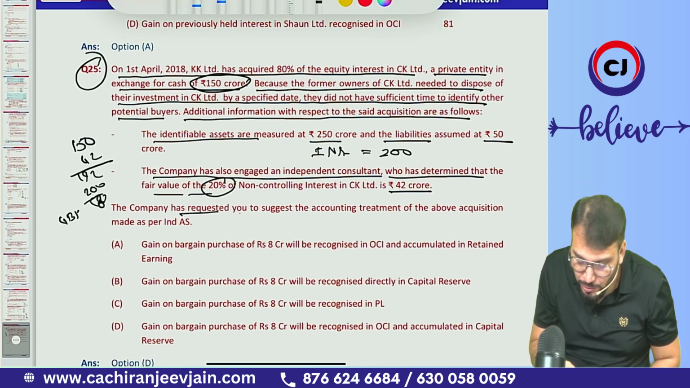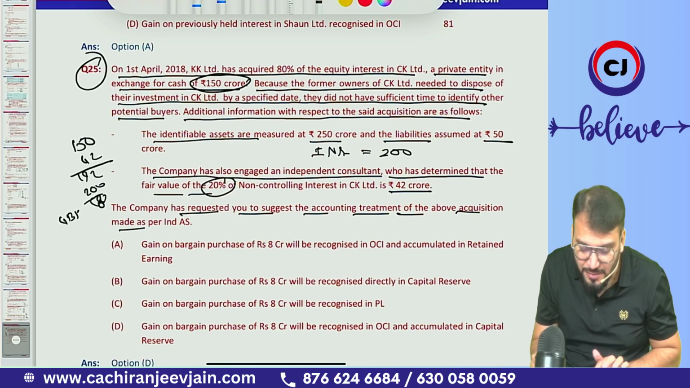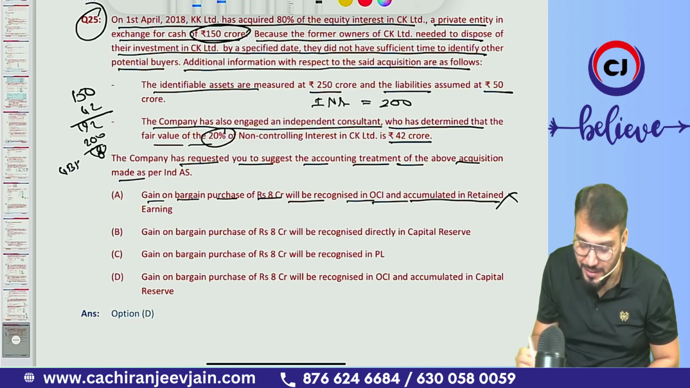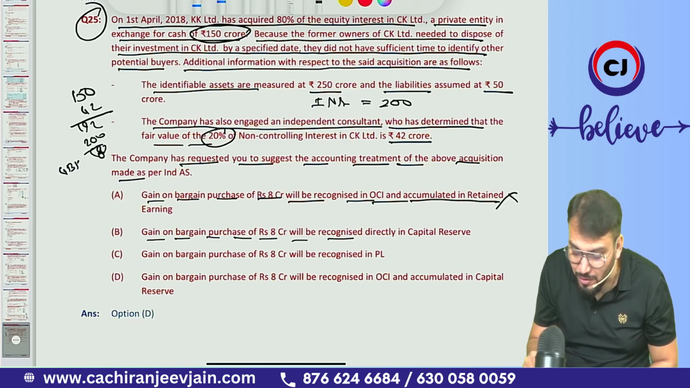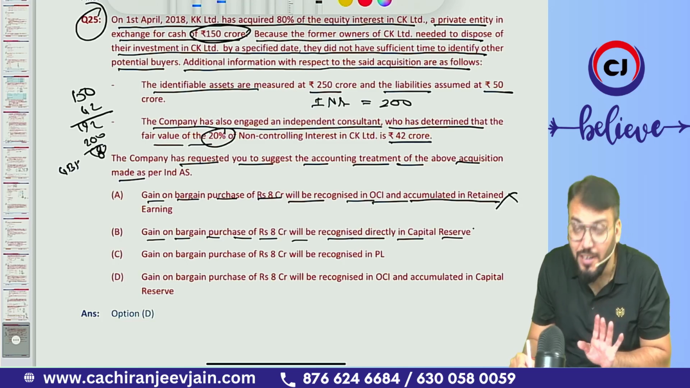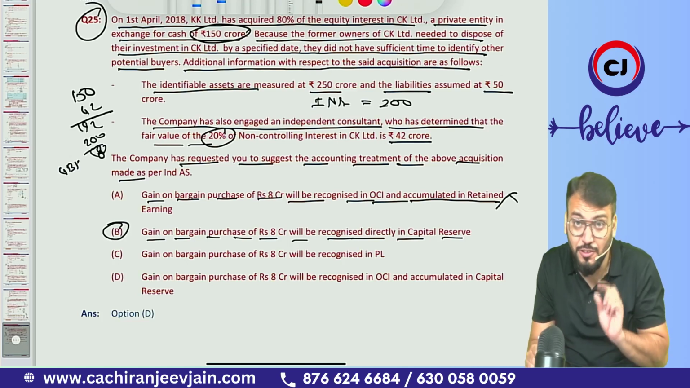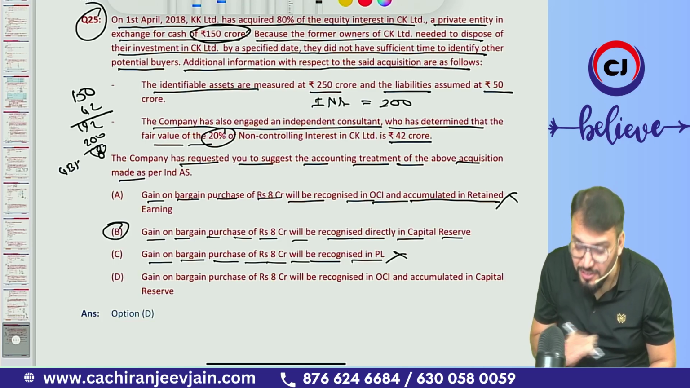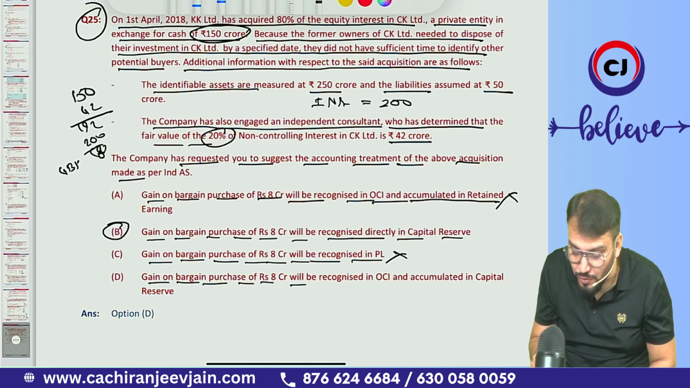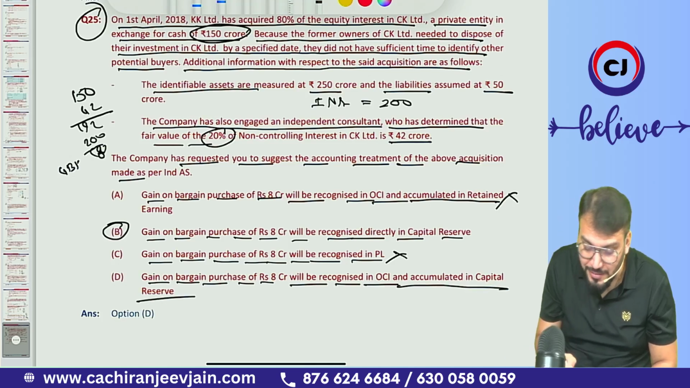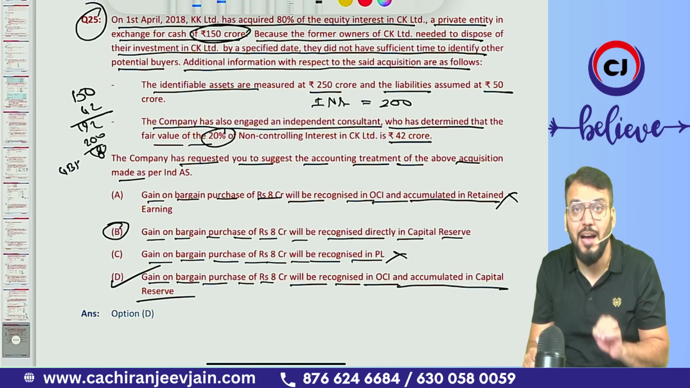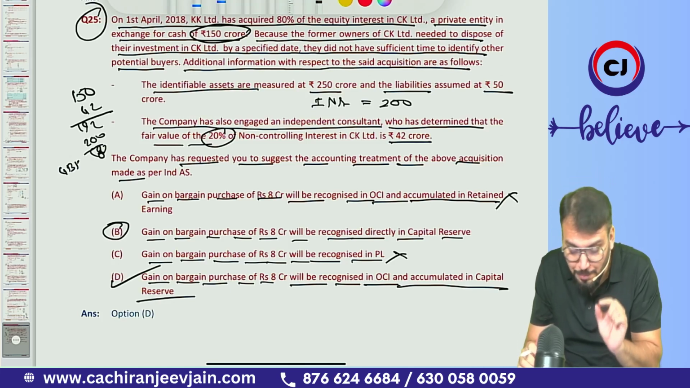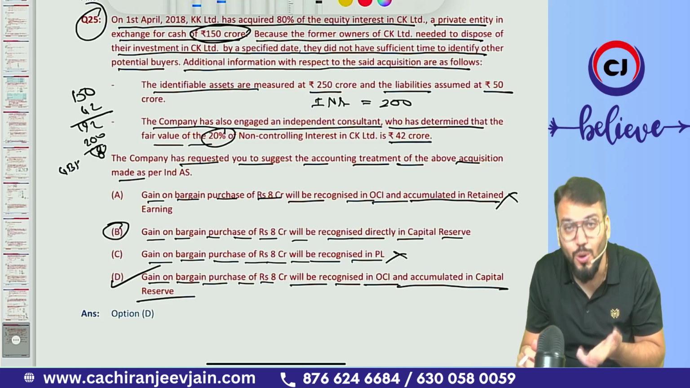The company has requested to suggest the accounting treatment on the above acquisition as per Ind AS. Gain on bargain purchase of 8 crore will be recognized in OCI and accumulated in retained earning. This is not correct. Gain on bargain purchase of 8 crore will be recognized directly in capital reserve. This is also not correct. Gain on bargain purchase of 8 crore will be recognized in PL. This is not correct. Gain on bargain purchase of 8 crore will be recognized in OCI and accumulated in capital reserve. This option number D is more appropriate. If option D is not given, then option B is also correct. But since B and D both are given, option D becomes more appropriate.